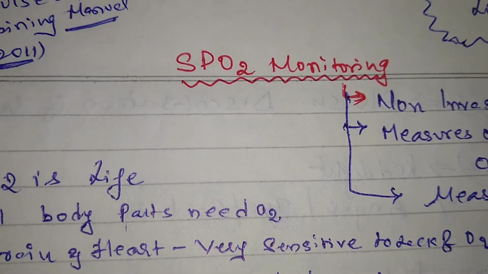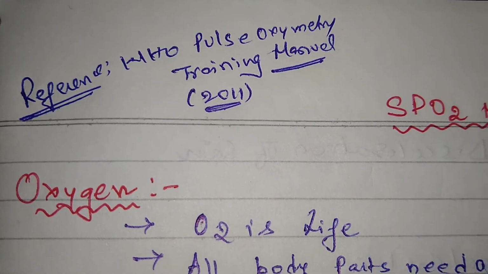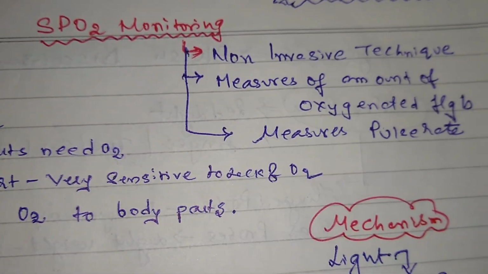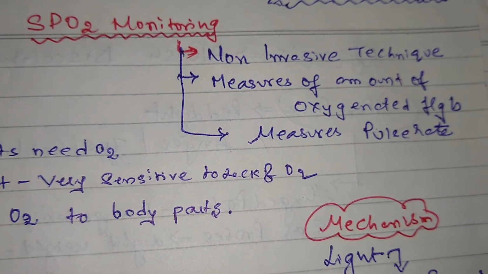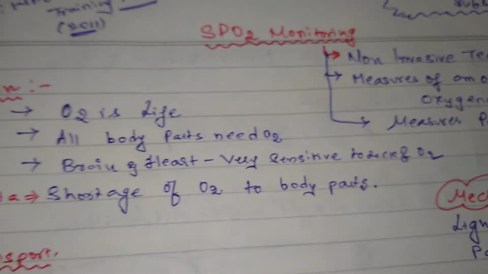Today's topic is SpO2 monitoring. All the content is taken from the WHO Pulse Oximetry Training Manual 2011. SpO2 monitoring is a non-invasive technique, and it measures the amount of oxygenated hemoglobin and also the pulse rate.